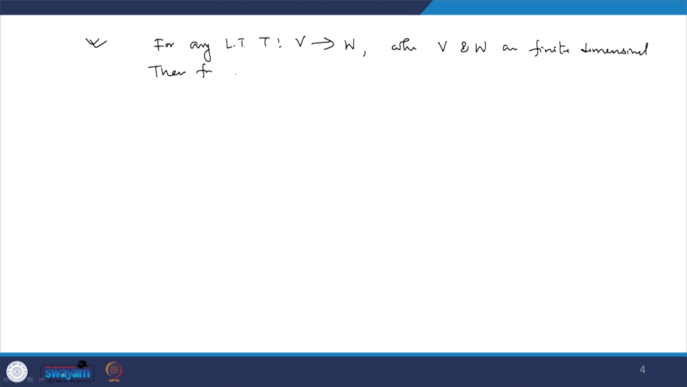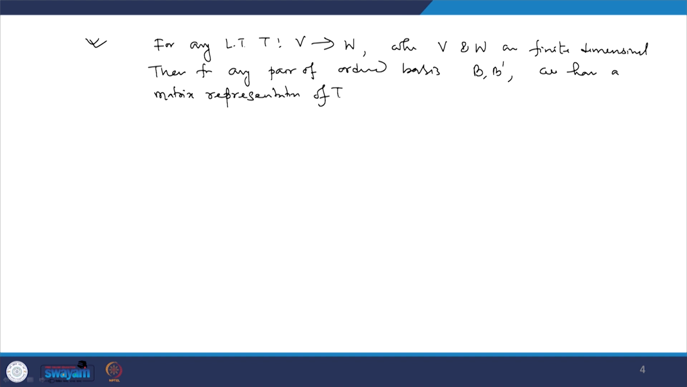Okay. Now we are curious to know one thing. We have seen that for any linear transformation T from vector space V to W, where V and W are finite dimensional, and for any pair of ordered bases, B for V and B prime for W, we have a matrix representation of T.